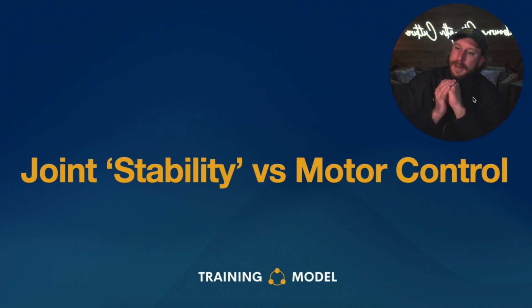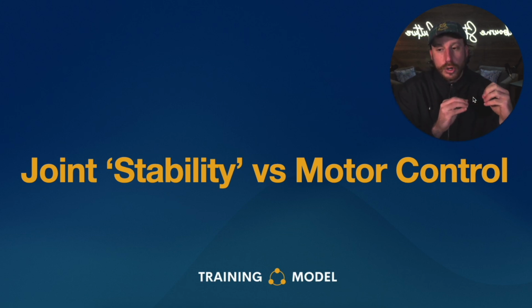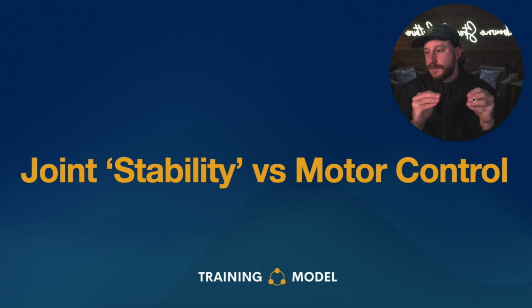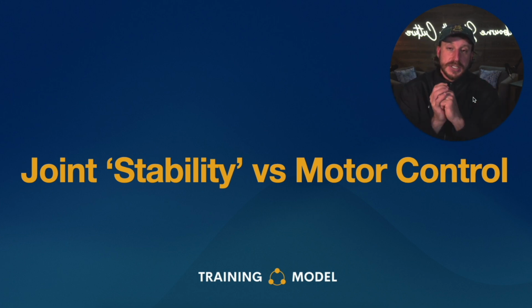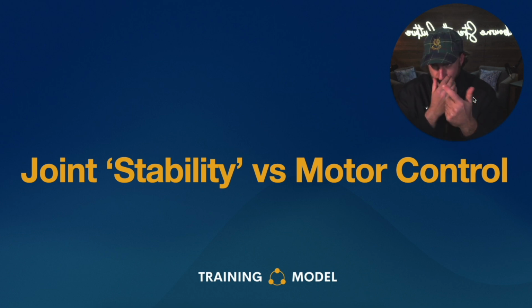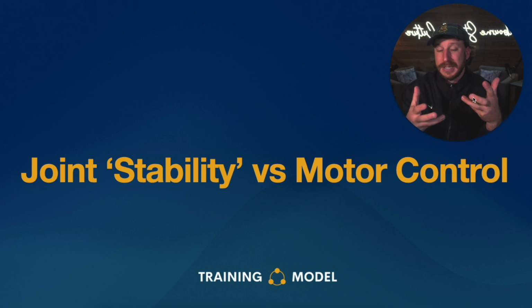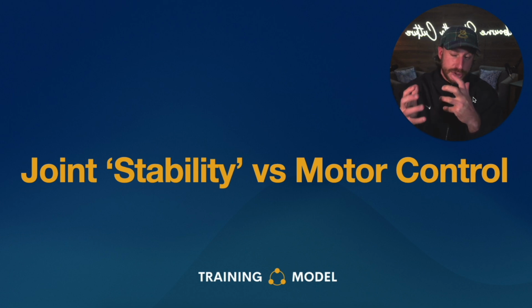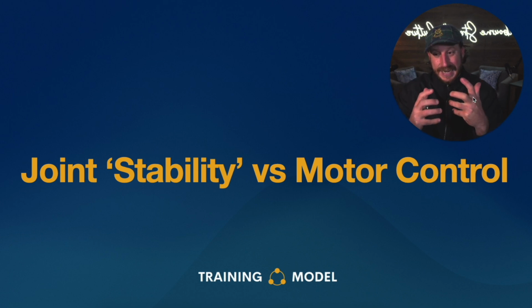Next up, we're going to unpack joint stability versus motor control and the application of these two ideas. As I alluded to in the What is a Model video, my view is that joint stability is a muscular first lens in understanding why a joint is moving or not moving. That is how I view people discussing stability. I think it's a garbage term, and we'll get into why, but it's a muscular first term and a muscular first understanding of movement.